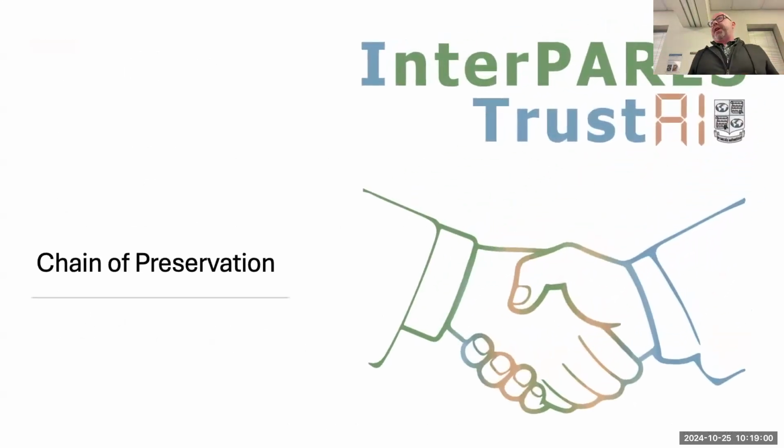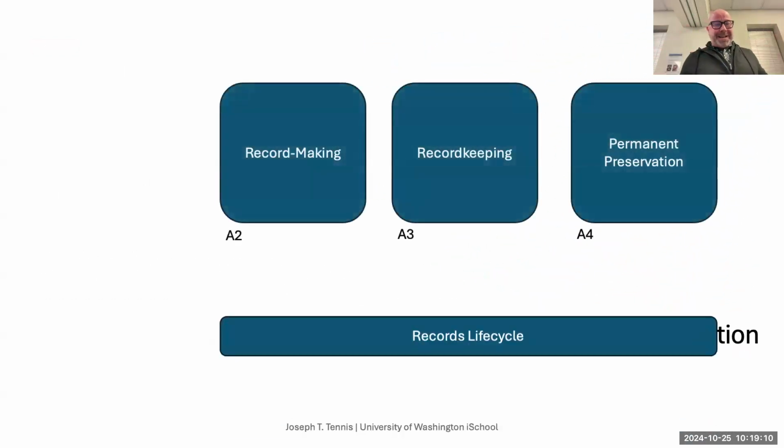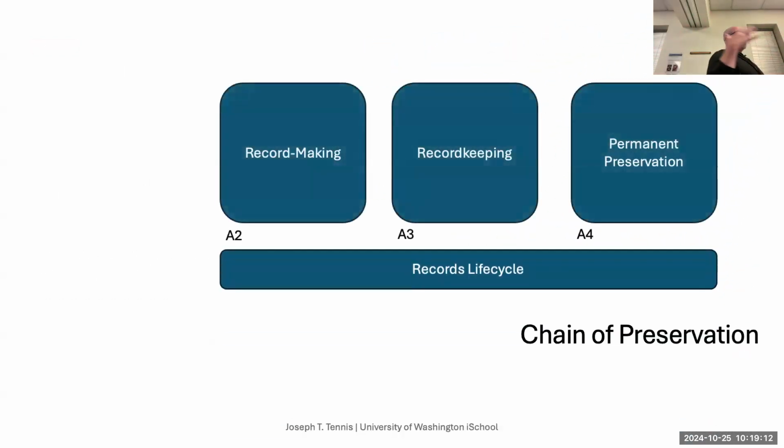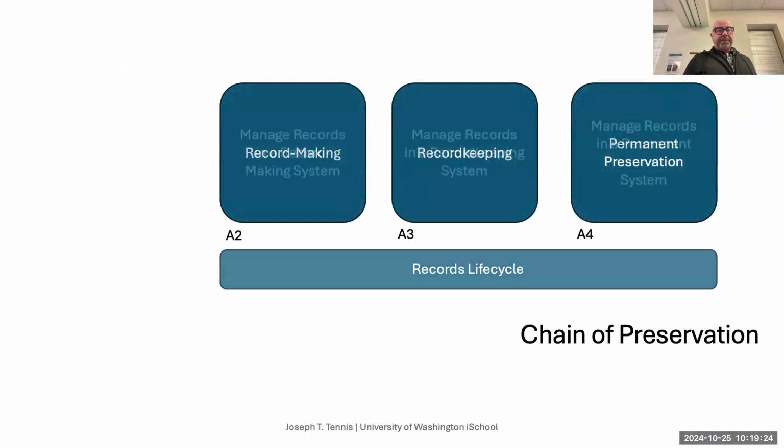So now let's talk about the chain of preservation. Now, I'm doing this at a very high level. Those of you familiar with the model know its detail, so I'm not going to do that. We're going to do this from a very high level. There are 3 major functions or activities that happen in the chain of preservation. There's record making or capture, record keeping or maintenance, and permanent preservation. And this constitutes the record life cycle.